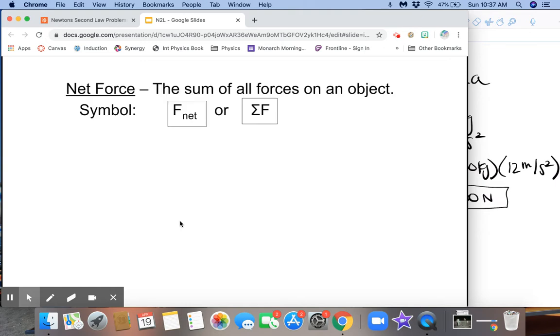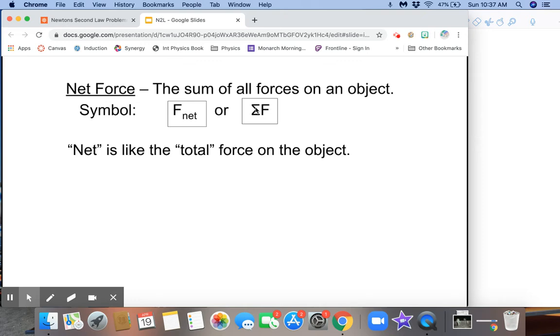Okay, so let's talk about this whole thing, net force, and what that means. Net force is the sum of all forces on the object. You'll see the symbol either F sub net, meaning net force, or you'll also see the sigma. It looks like a sideways M or a sideways W. You might have seen it before in your math class. It means sum. So what does net mean? Basically, it's the total force on the object, or the overall force on the object.